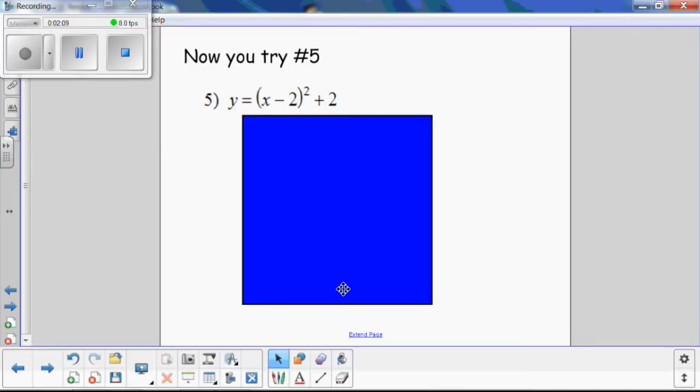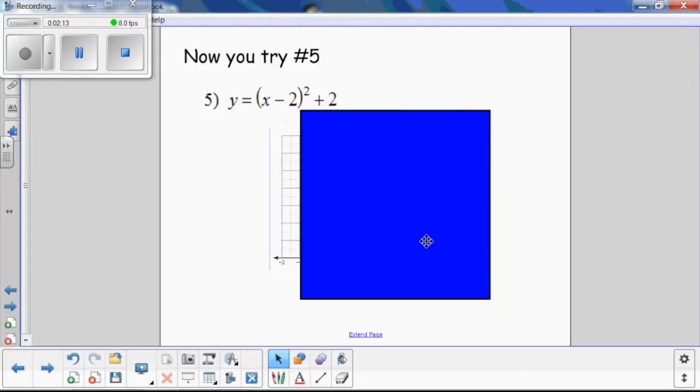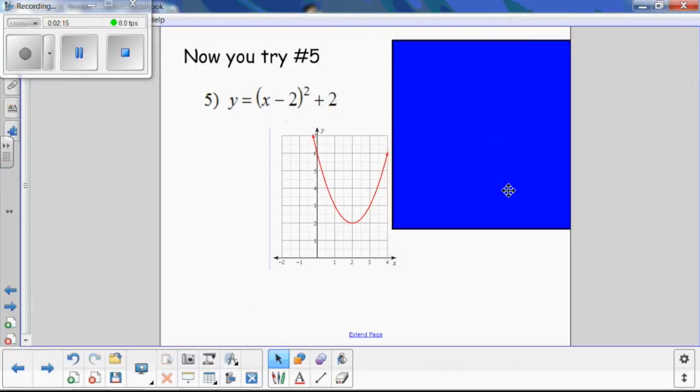You try number 5. So your graph should look like this. Vertex of 2, 2. It's not stretched or compressed, and it's facing up.